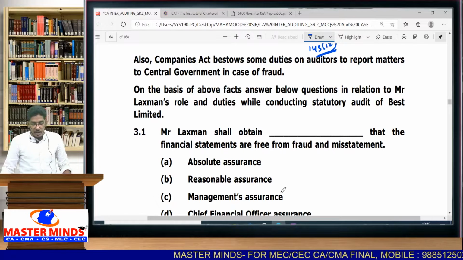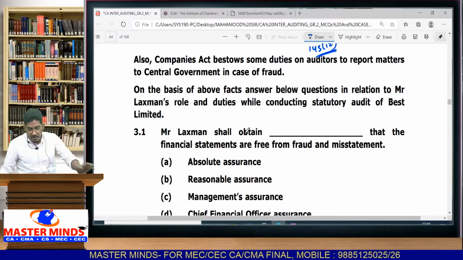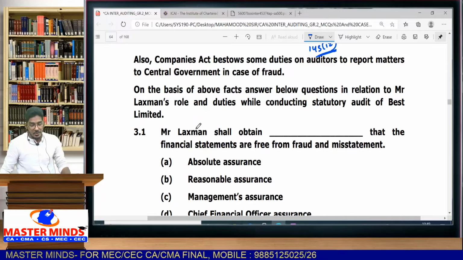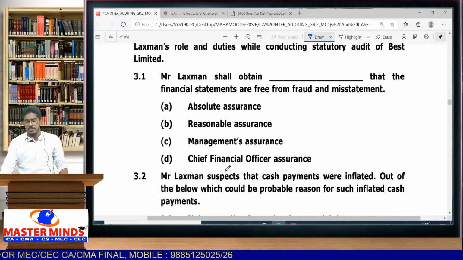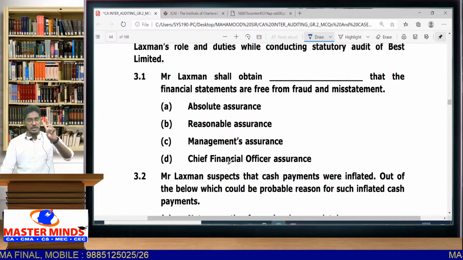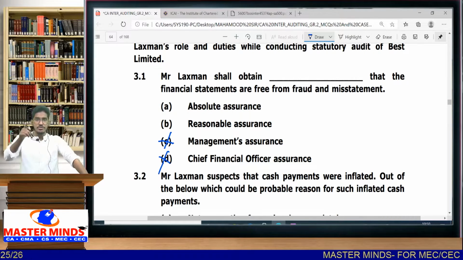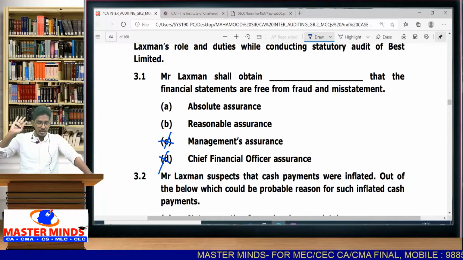Mr. Lakshman shall obtain blank that the financial statements are free from material misstatements. What are the options? A. Absolute assurance, reasonable assurance, management's assurance, CFO's assurance. See, we only know 2 assurances. One is absolute, one is reasonable. These 2 assurances we have not heard. Have you heard management assurance or CFO assurance anywhere? To my knowledge, I have not seen these 2 words across my standards on auditing. So these 2 options are completely out of scope.